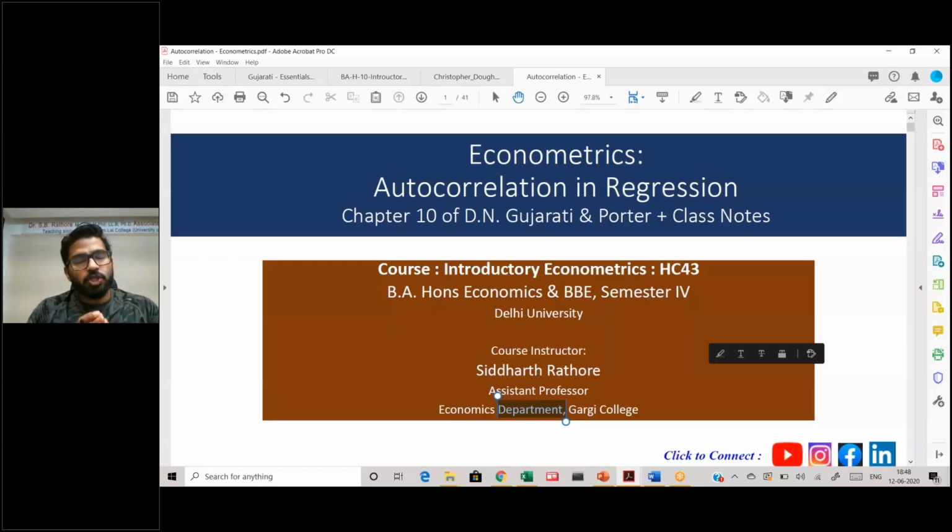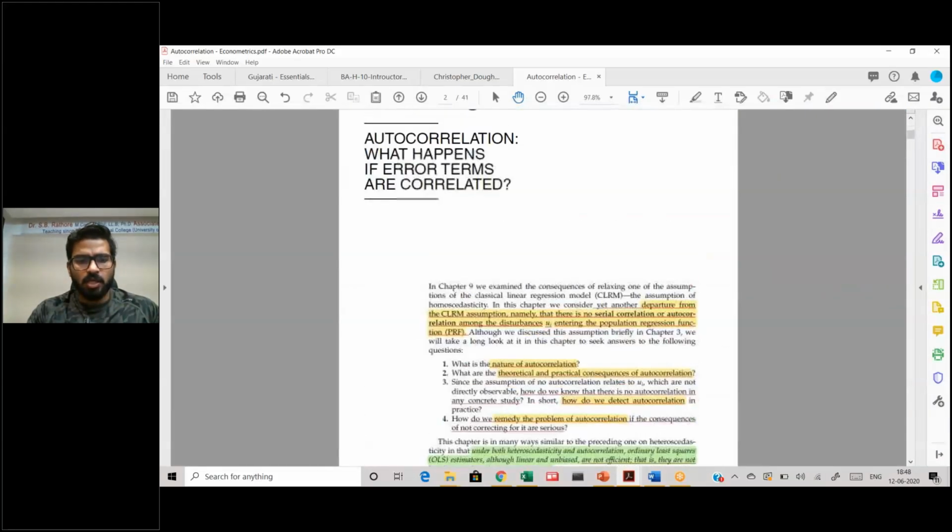Again, the procedure in this chapter is going to be similar to what we have already done in the previous chapters, which is that we will understand the nature of autocorrelation. Then we will see how you detect autocorrelation, what the diagnostic tests are, and then move forward to the remedial measures, and in between we will see the consequences of autocorrelation on the BLUE estimates. So this is going to be our framework of the chapter.